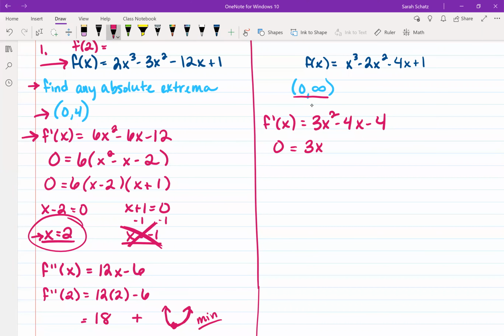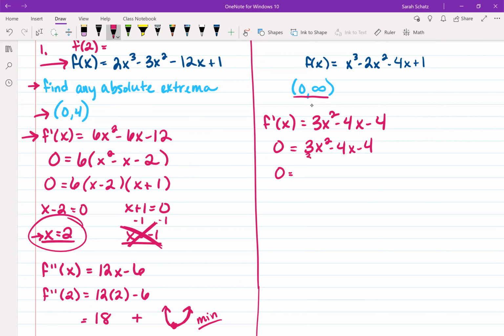So 0 equals 3x squared minus 4x minus 4. And I need to factor this. Guys, on this one, we can't take that 3 out like we did over here with the 6 because they don't have 3 as a common factor. So we've got to leave it in, and that's okay. We can factor this way.